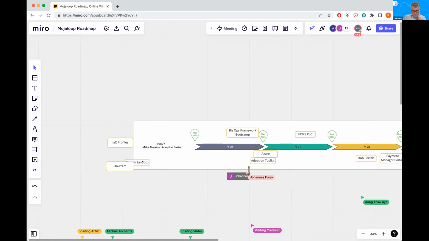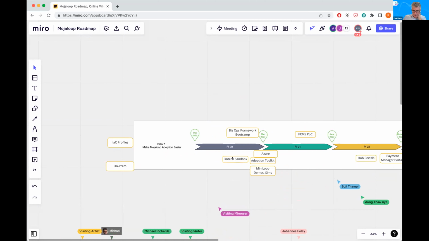I think we could build a fintech sandbox fairly quickly if we put our minds to it. It's just a matter of finding the resources for that. So if we made that fairly soon, I think that would be very helpful.